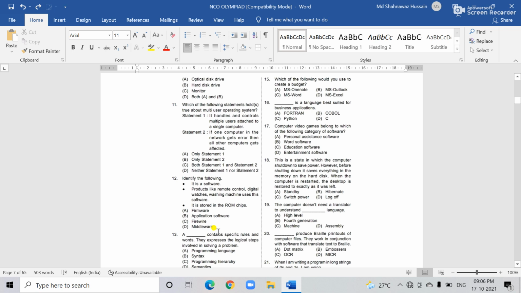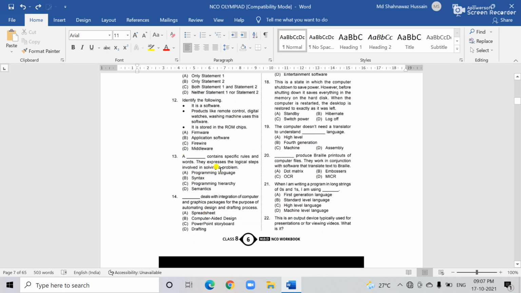The correct answer is number B, because all these works are performed by the application software. Why? Because the producer, like the remote control, digital watch, washing machine, all this work is performed with the help of application software. When you use a digital camera or washing machine, there are programming languages inside, the systems and the ROM chips. These are all devices, so application software is the correct answer.